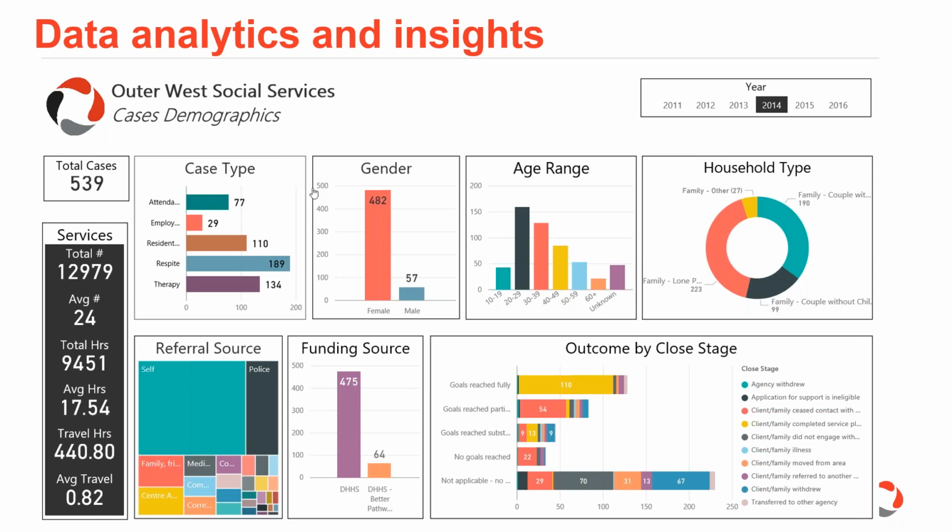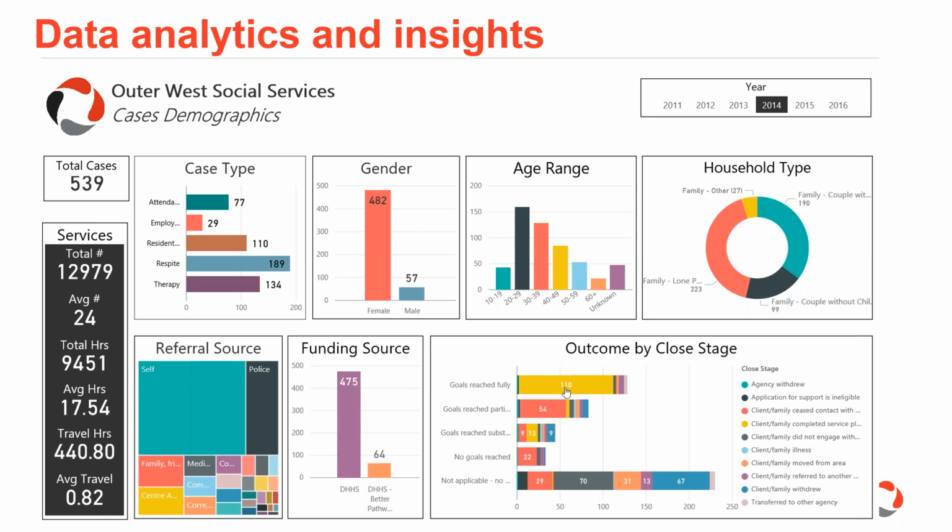So for instance, in the sheet here, we've put together just a quick dashboard showing total cases for the year 2014, how that breaks down by case type, whether you're working most with male or female, as well as the age range and the household type you're working with. This particular information set was primarily around family counselling services, and so that's sort of where that came in. You can see the referral source, mostly self, but police came into it.